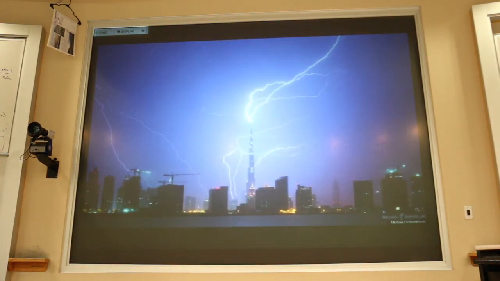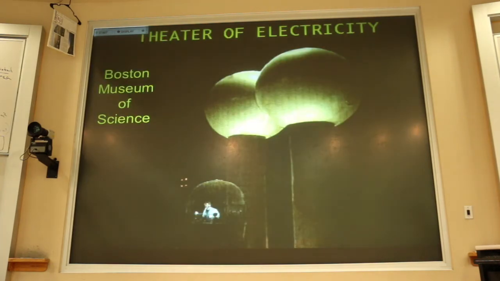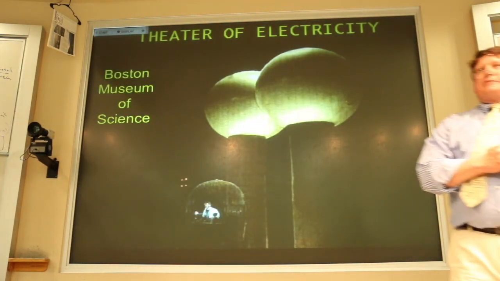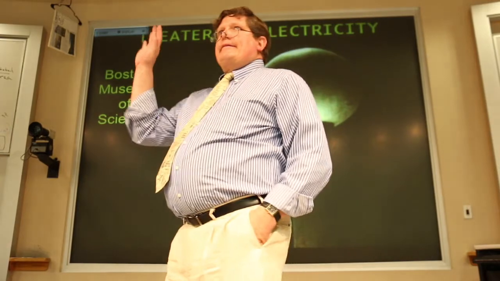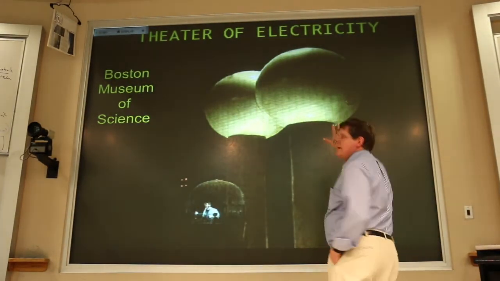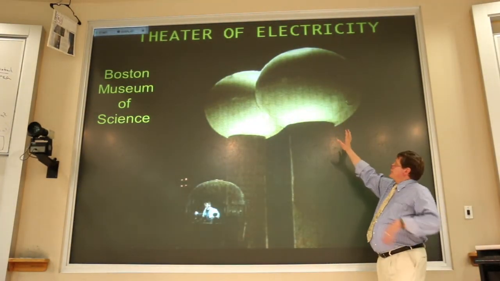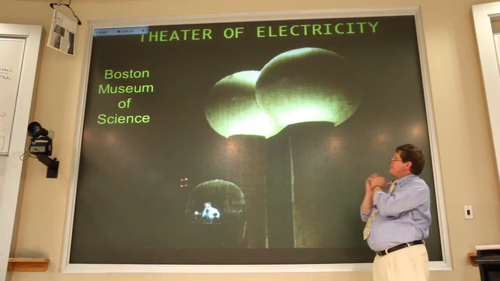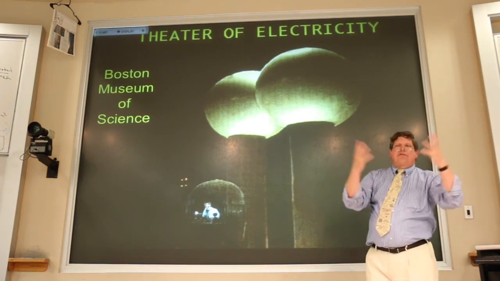There's some lightning in Dubai. How many of you have been to the Boston Museum of Science? They have the most marvelous Van de Graaff generators. In truth, only one of these is a Van de Graaff generator, and the second is just a facade.